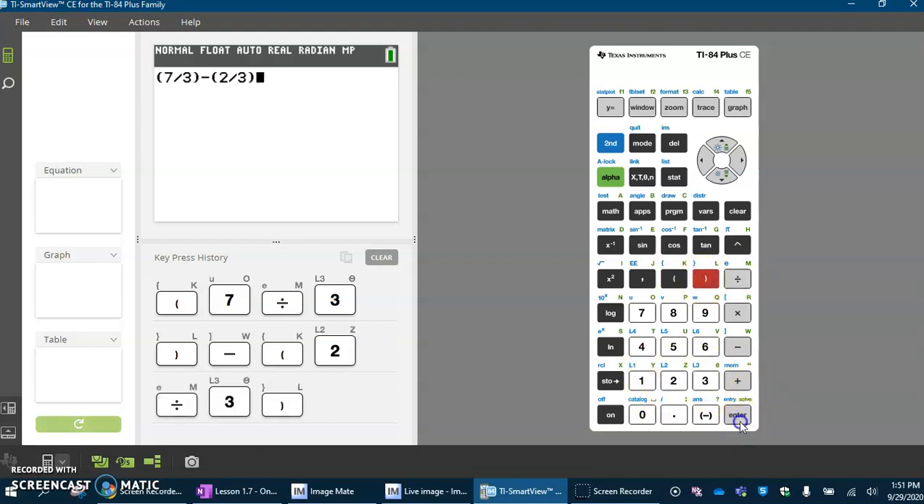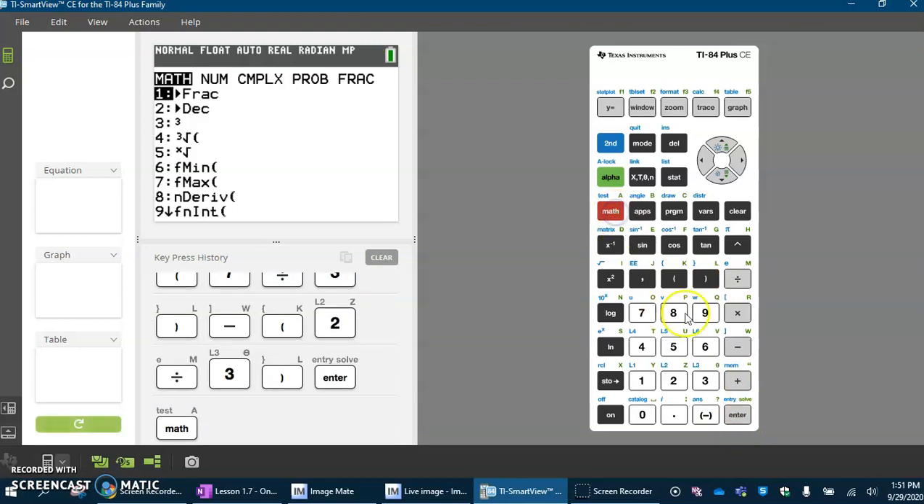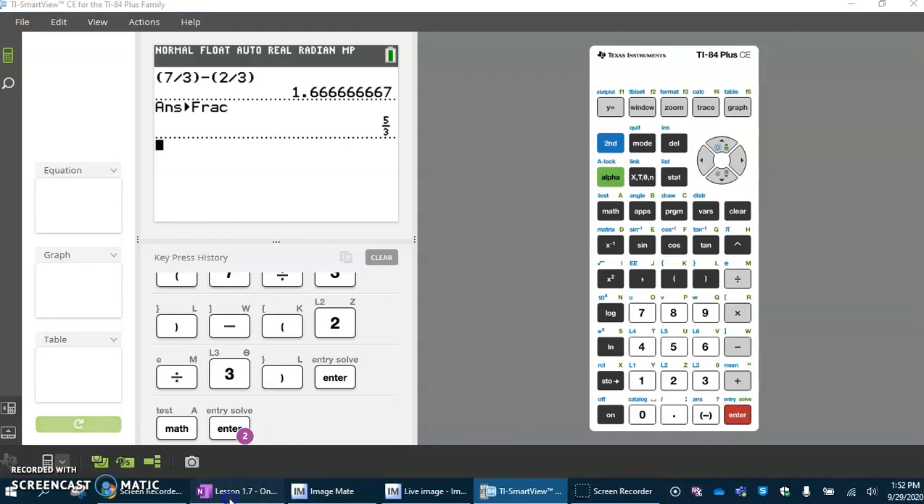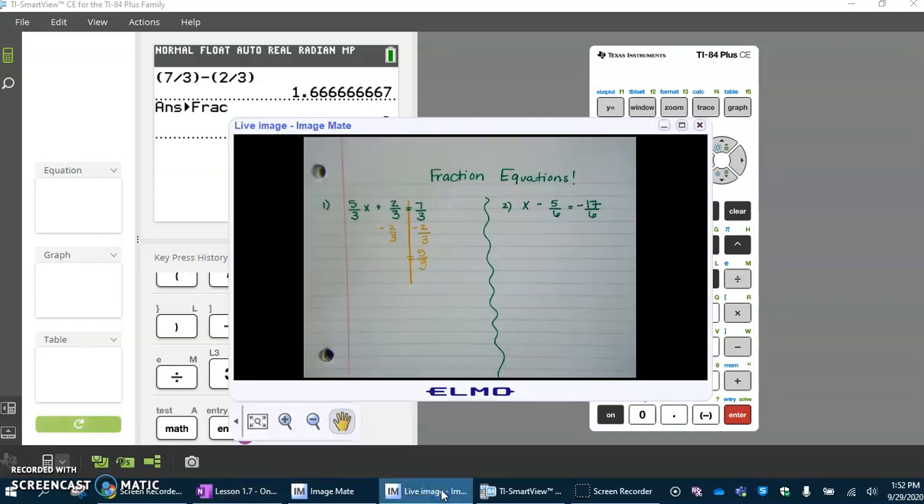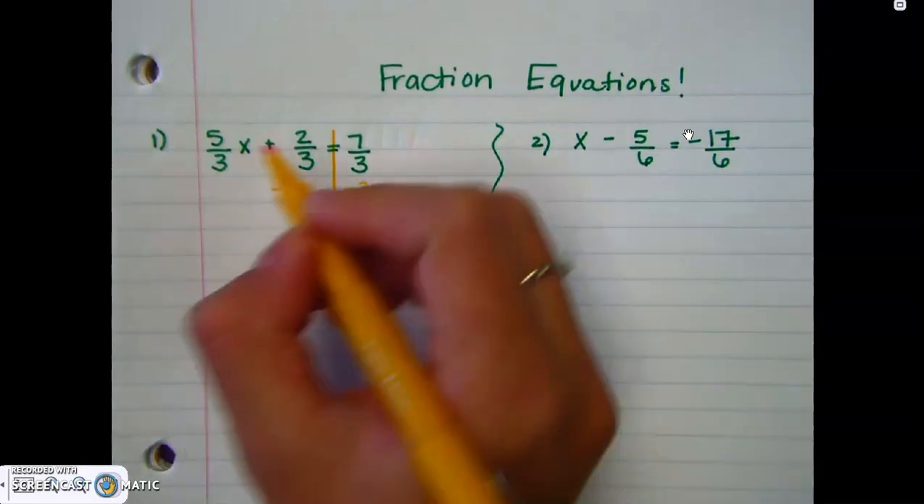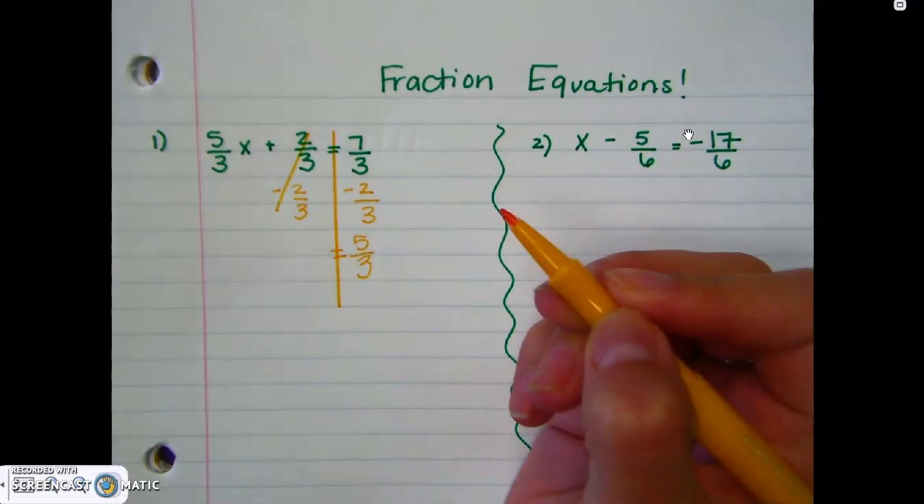And decimals will certainly do the same thing. So if I do that, I get this long decimal, but I don't want to work with decimals, so I'm going to change it into a fraction. And that fraction is 5/3, which you could probably guess or do in your head, but you could also totally use this calculator for that too. So if I go back to my live image, I have 5/3 here now, and then the additive inverse makes that 0.